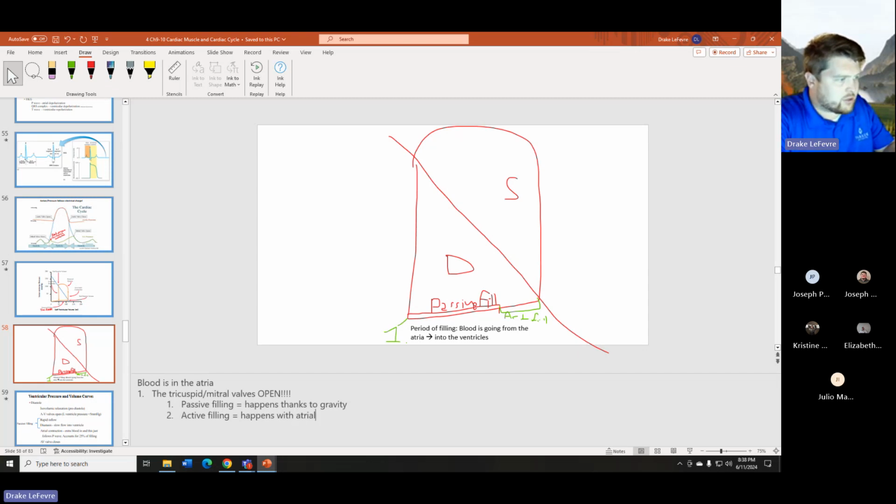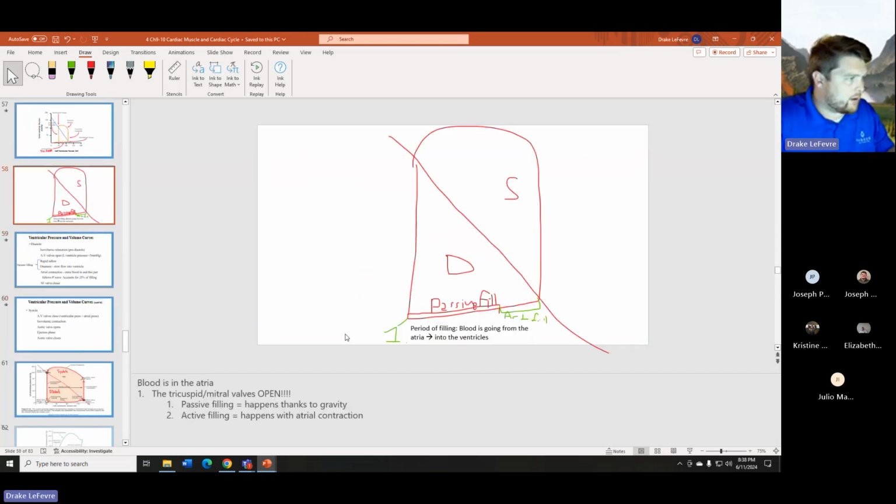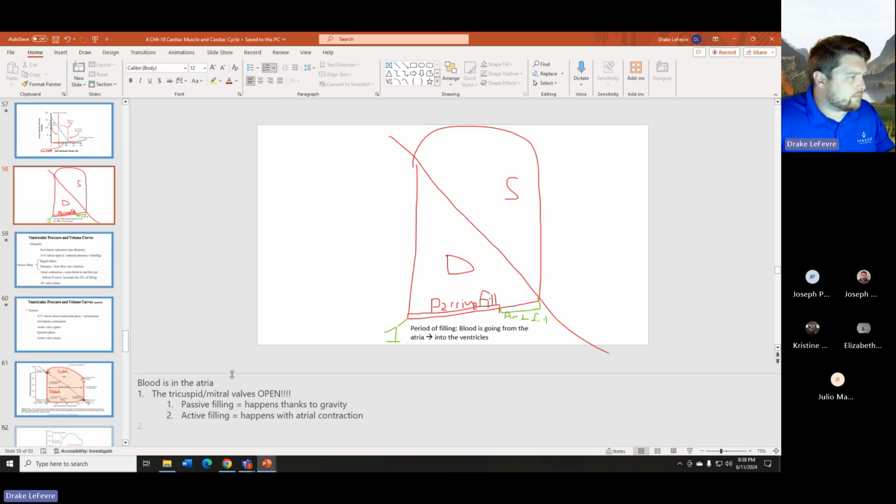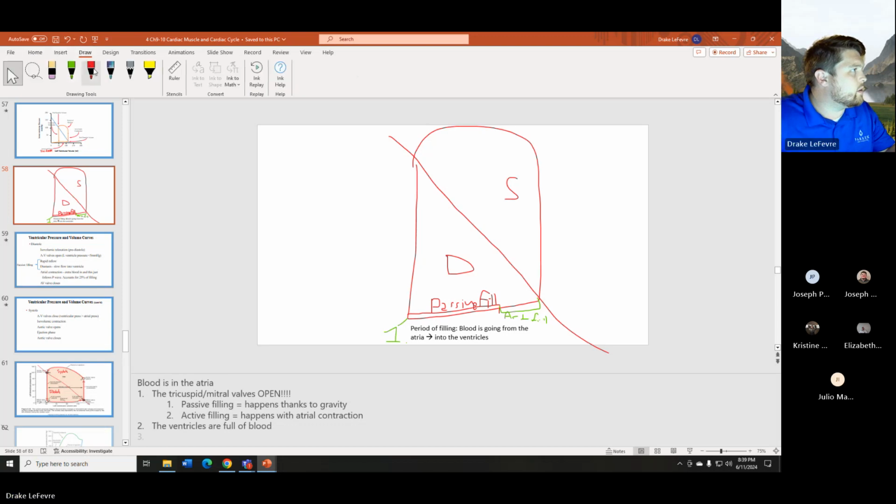Happens with atrial contraction. So blood fills, blood is in the atria, they open. Now the ventricles are full of blood. As soon as the ventricles are full of blood, so right here at point 2, the ventricles are now full.